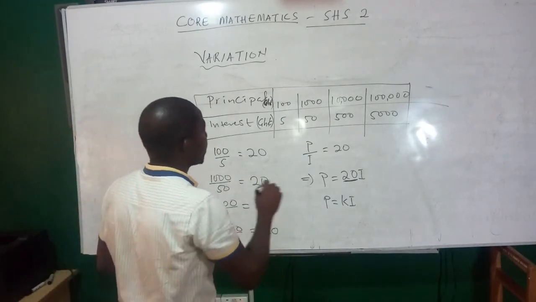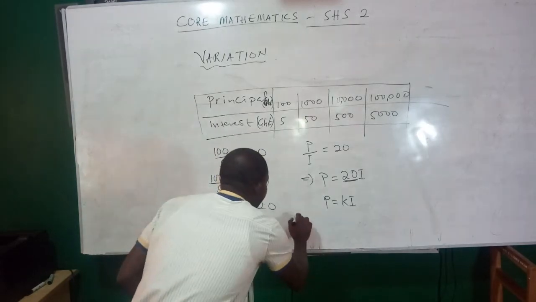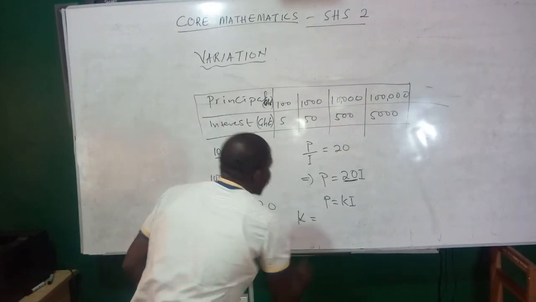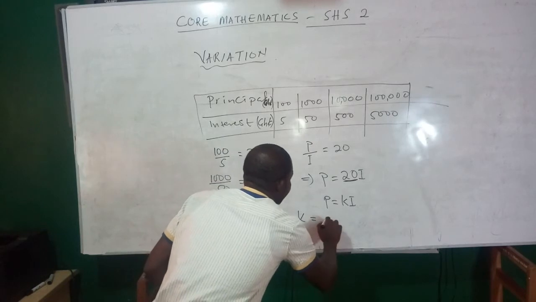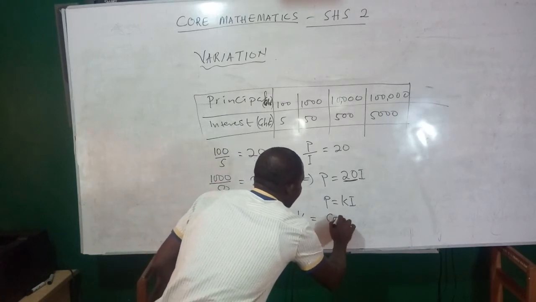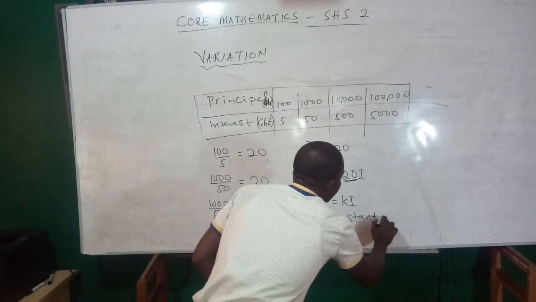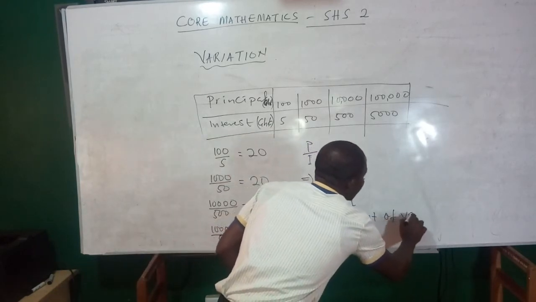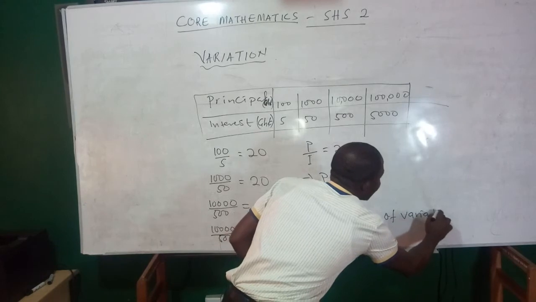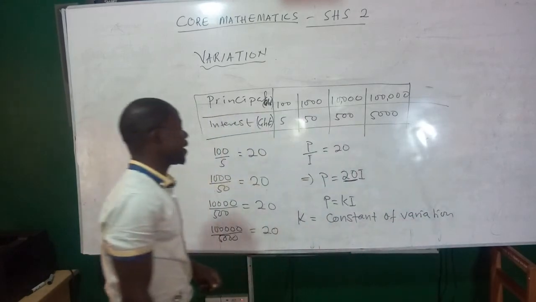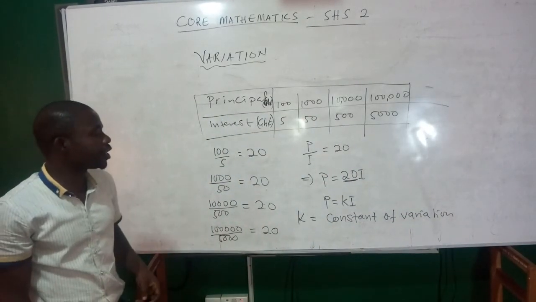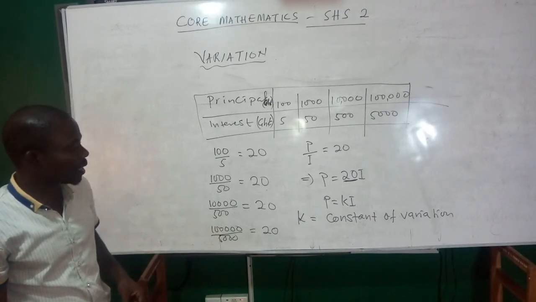Okay. So we are saying K is the constant of variation.